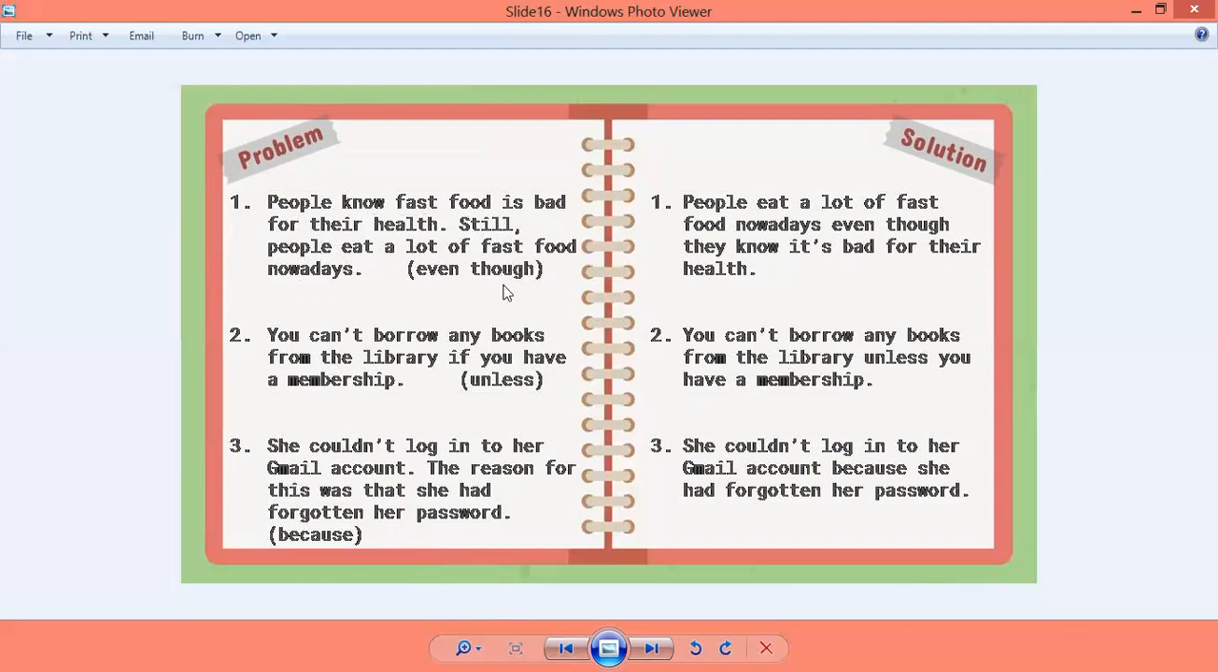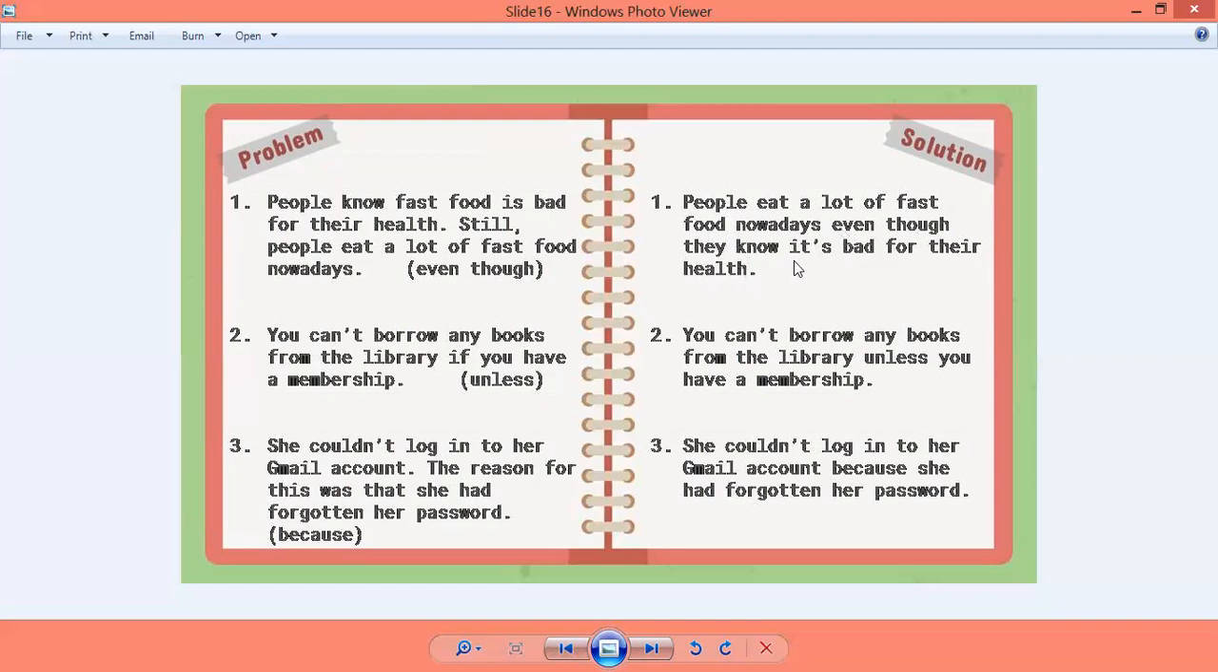Right? We are supposed to use even though. Even though use करके हम दोनों sentences को merge कर देते हैं. Let us see. People eat a lot of fast food nowadays. हमने पूरा jumble कर दिया है. Right? जो नीचे वाला था, people eat a lot of fast food, that we shifted in the front. Even though they know it's bad for their health.